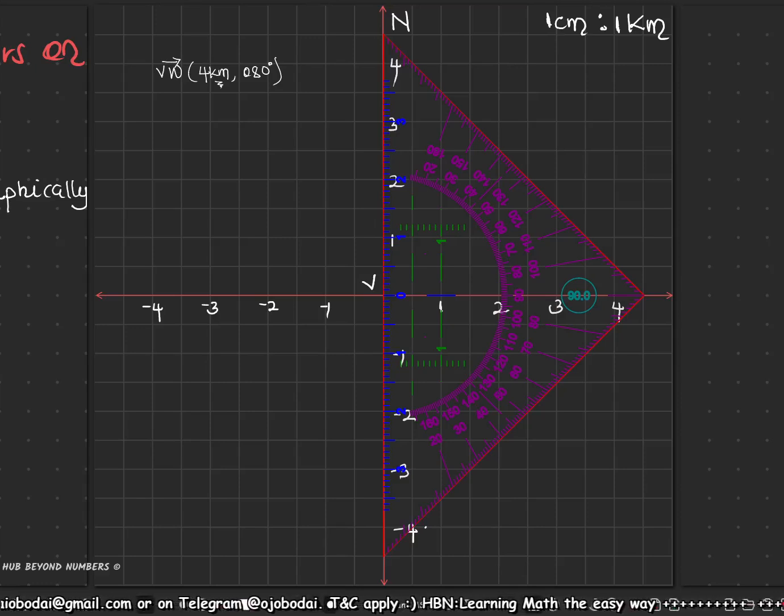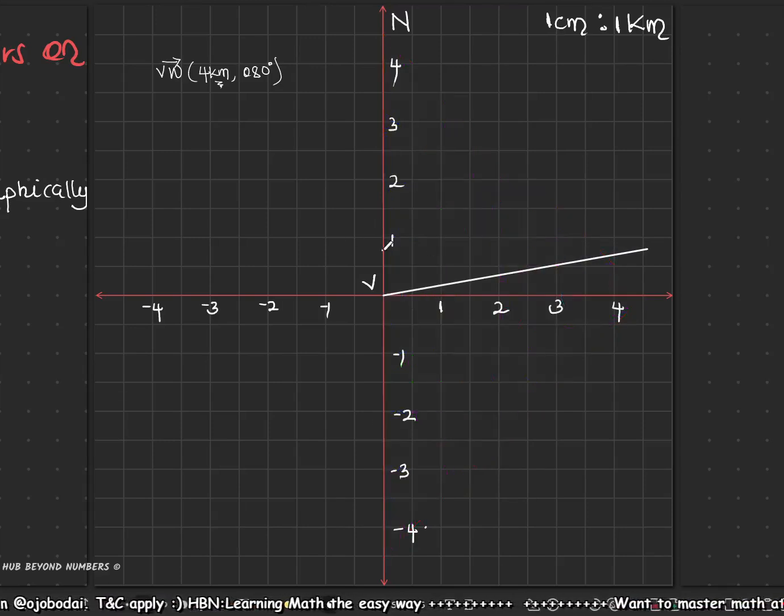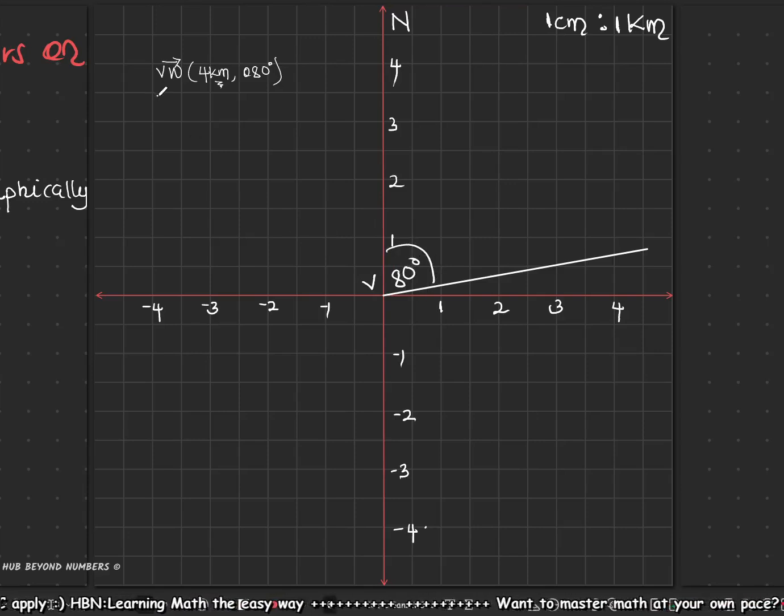And I would measure my 80. With my inner calibration, that is where I have my 0. You realize that my 80 degrees falls over here. So this here is my 80 degrees. So I have the bearing now, which is the 80 degrees. Then we come and say it says 4 kilometers.